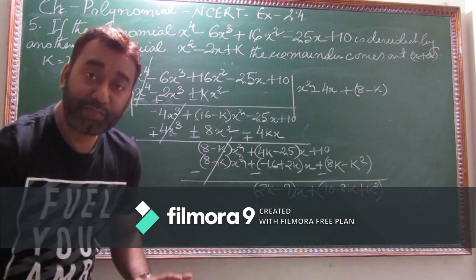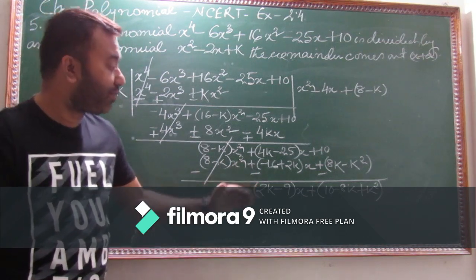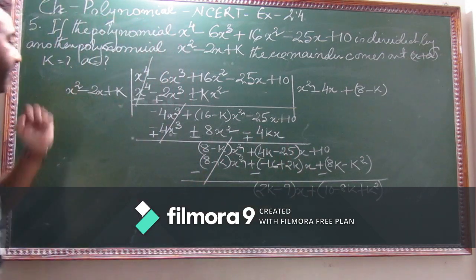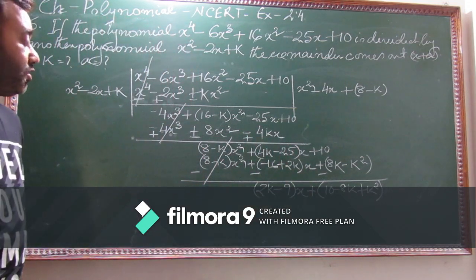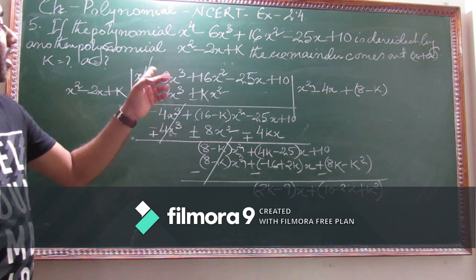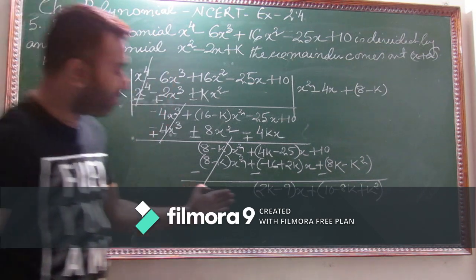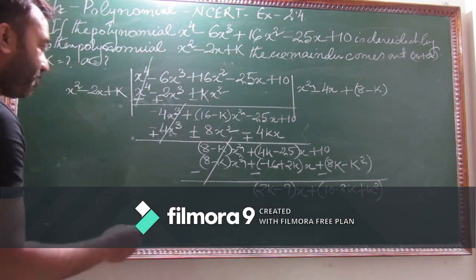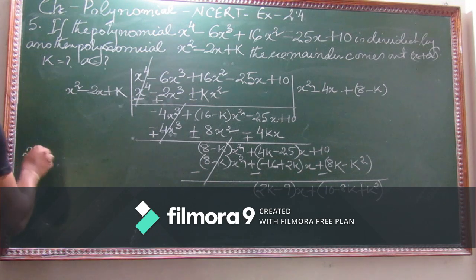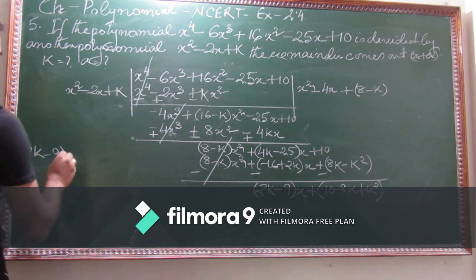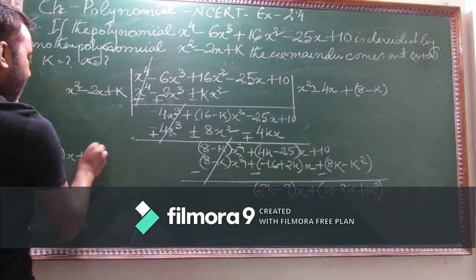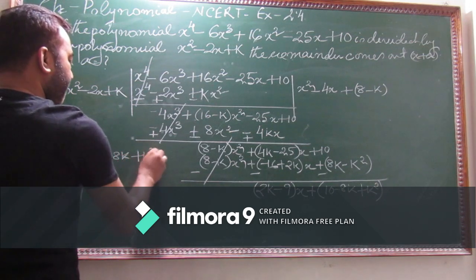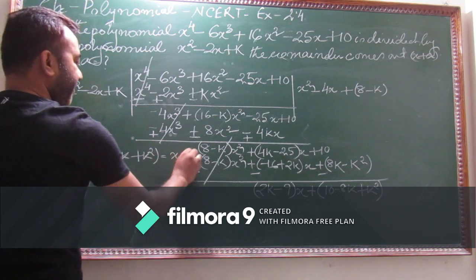Now I have to stop the division here. I can't proceed more because here it is x and here it is x square. Fine. So they said that the remainder is x plus a. That means this value is x plus a. If this value is twice k minus 9 into x plus 10 minus 8k plus k square, it is equal to x plus a.